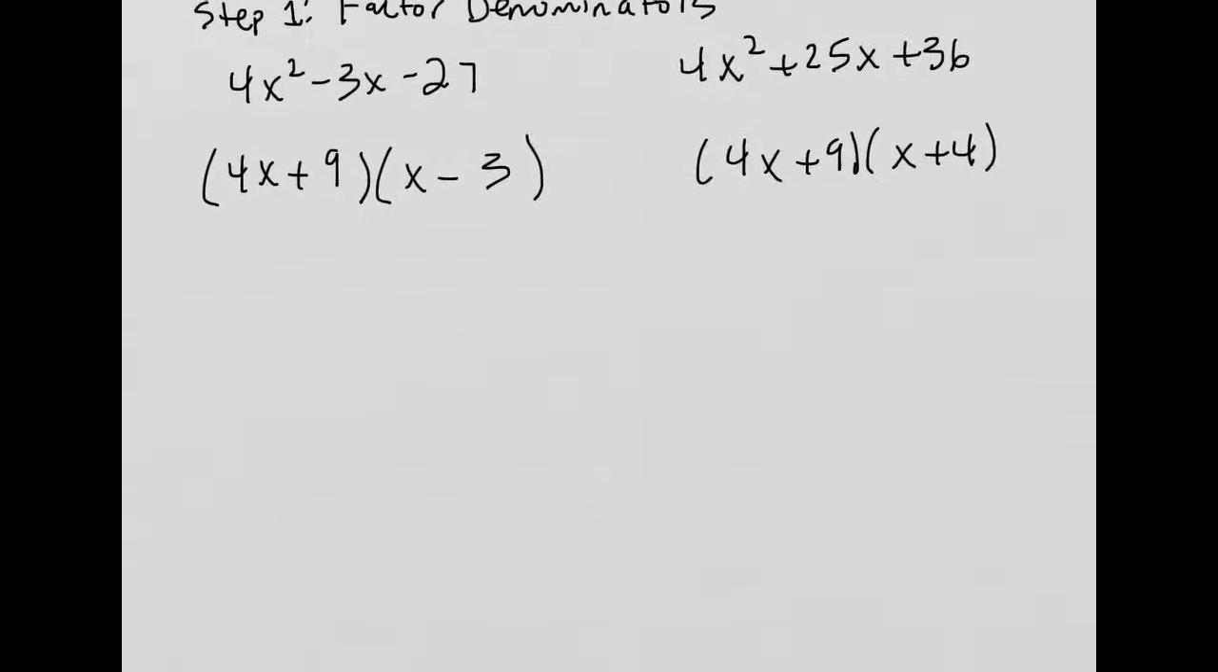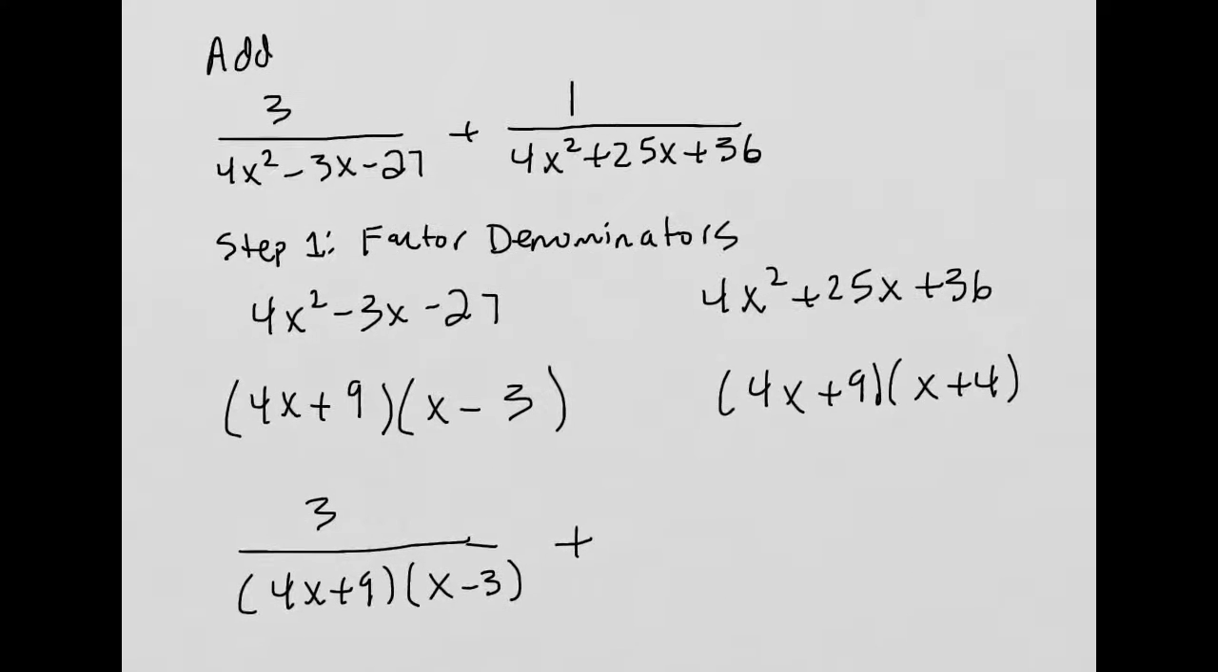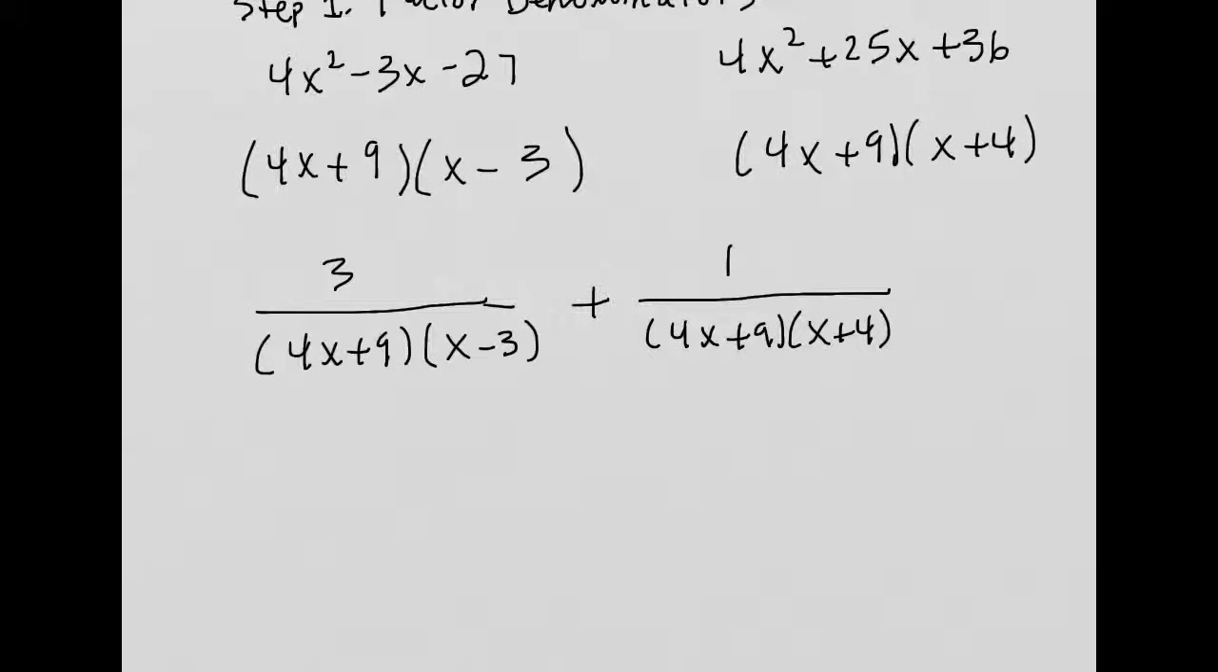So that means my first fraction is really going to be 3 over, and I'm going to rewrite the bottom in factored form. So it's 3 over 4x plus 9 times x minus 3. The second fraction originally was 1 over that whole expression, but the 4x squared plus 25x plus 36 factored into 4x plus 9 times x plus 4. Okay, we're done with step 1.